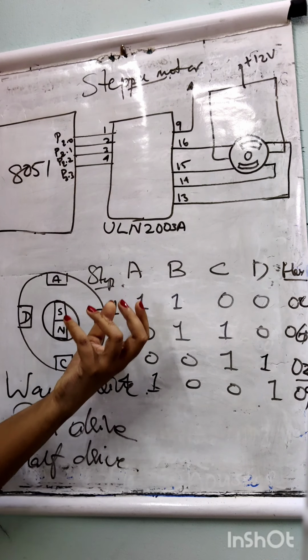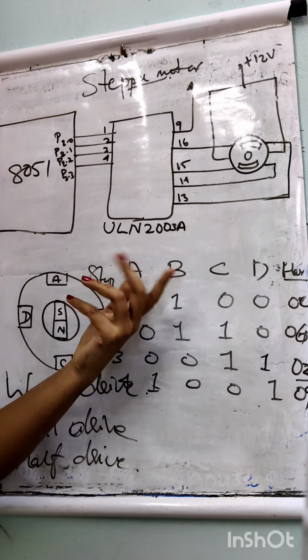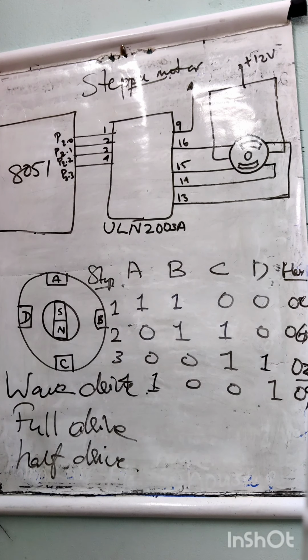So either you can use a motor driver like L293D, or you can go for a current amplifier IC like ULN2003A. Okay, so here we chose this one.